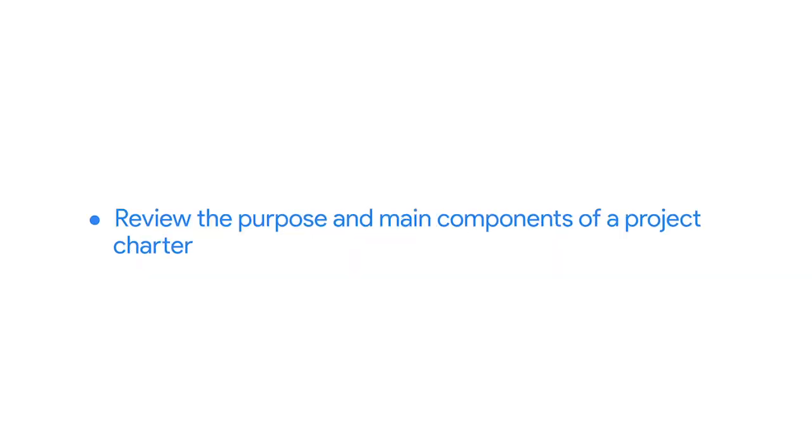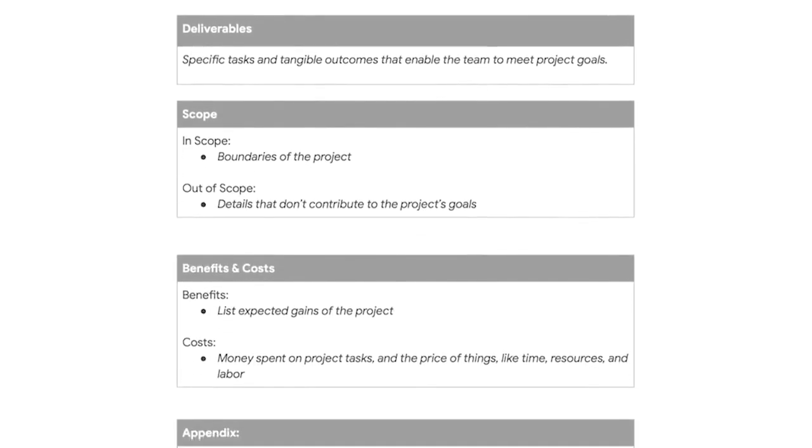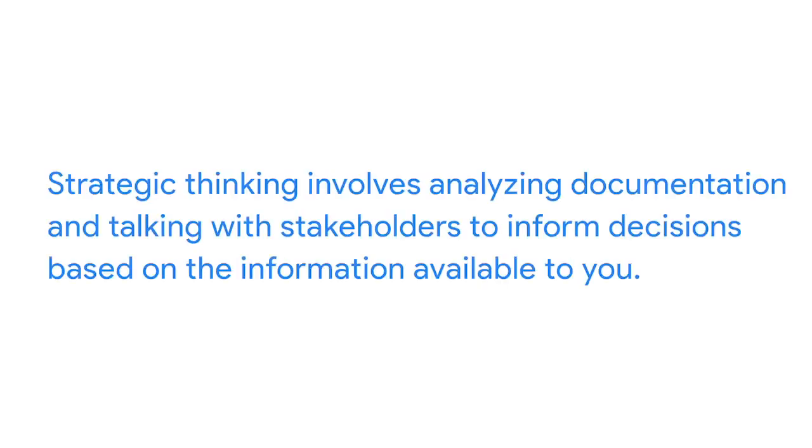In this video, I'll review the purpose and main components of a project charter so you can get started creating one for the Sauce and Spoon tablet rollout. After this video, you'll review supporting materials that will enable you to observe PETA as she initiates the project. Then you'll apply strategic thinking to create a project charter based on what you observed. Strategic thinking involves analyzing documentation and talking with stakeholders to inform decisions based on the information available to you.